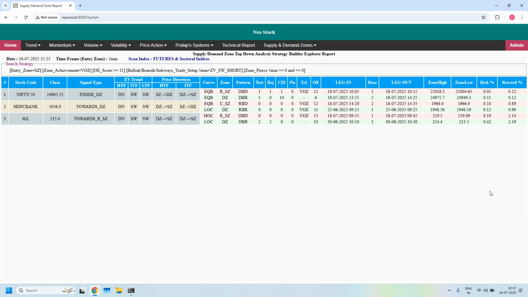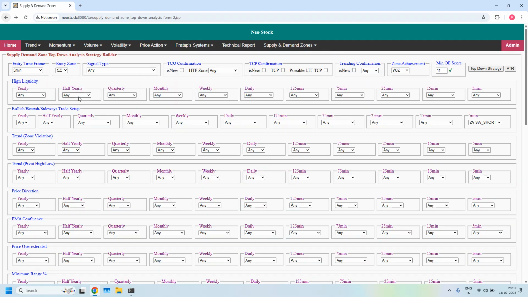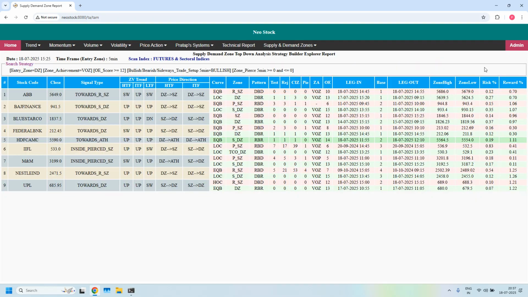Okay, next we will look into bullish trade setup, 5 minutes demand zone, bullish, minimum order enhance score 12. Let's filter. We got 9 stocks. Entry time frame zones are 5 minutes. Sorry, demand zones, not supply zones, demand zones.